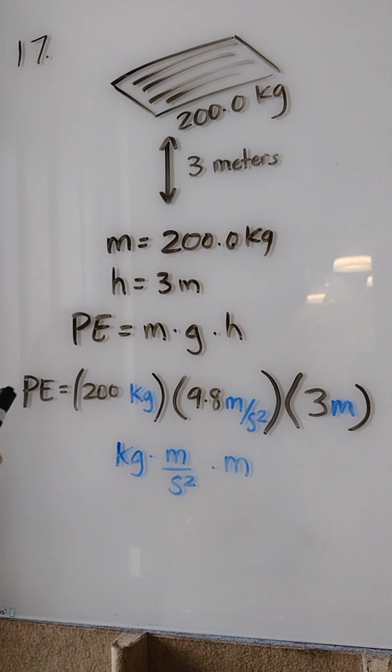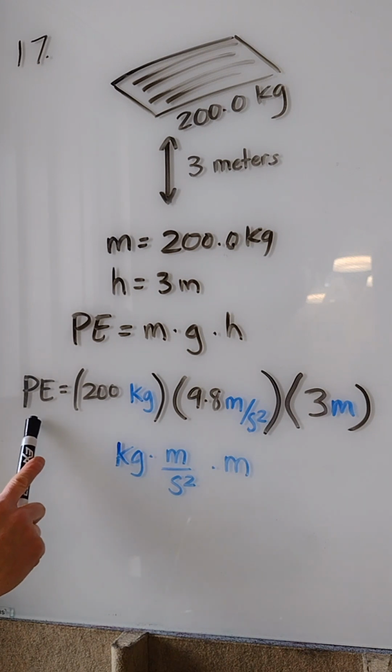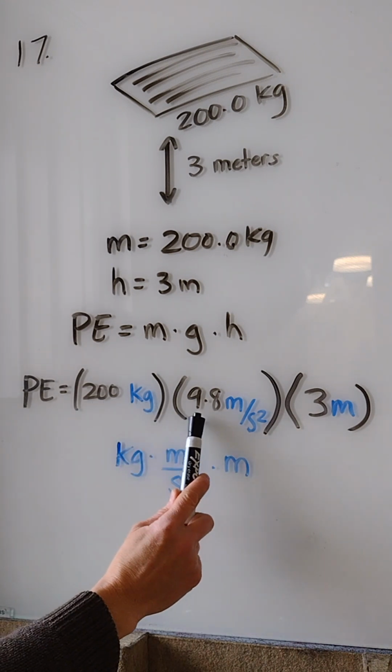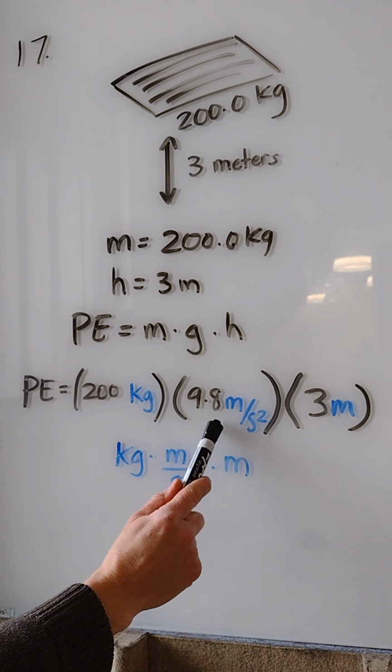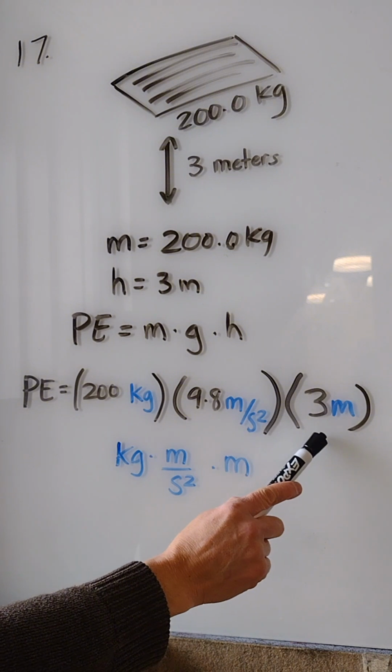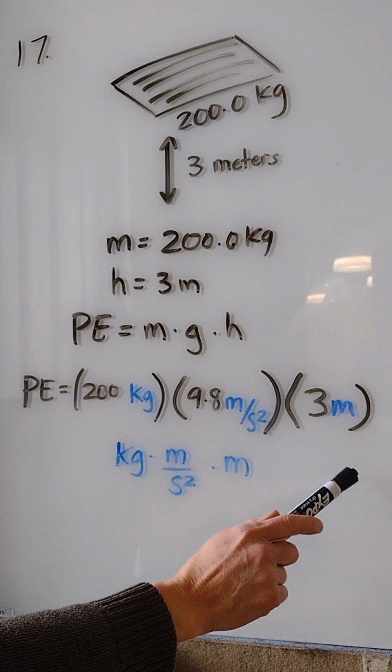All right, so then you need to show your work. So you have your knowns, you have your equation, and then you're gonna plug in numbers into your equation. And so you have the 200 times the 9.8. This is the acceleration due to gravity, so it's in meters per second squared, and then times 3. And so you work that out and you get your answer.